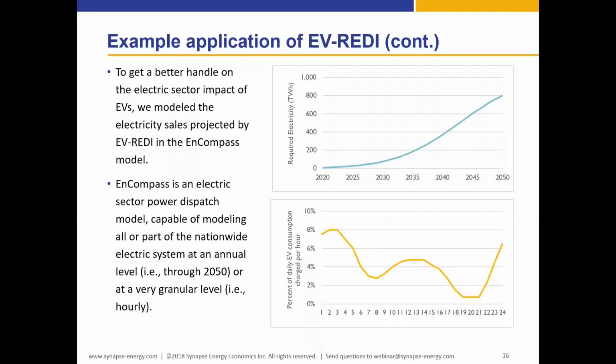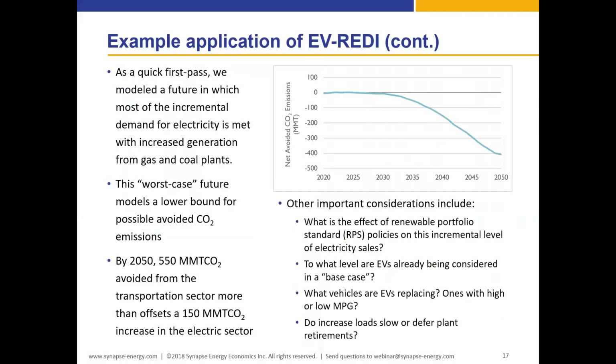I want to jump to the answer here. What happens when we model these electric vehicles in Encompass? So for this first quick pass analysis, we modeled what I would describe as probably a worst case future. Under this scenario, we're looking at a future in which the incremental demand for electricity from EVs is met primarily with increased generation from gas and coal plants.